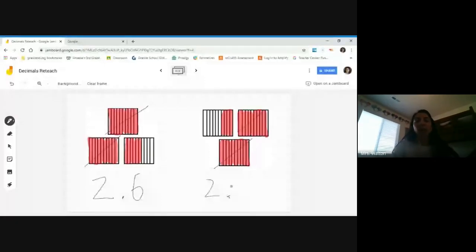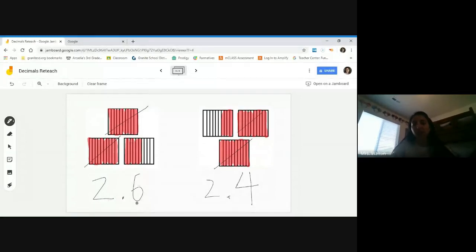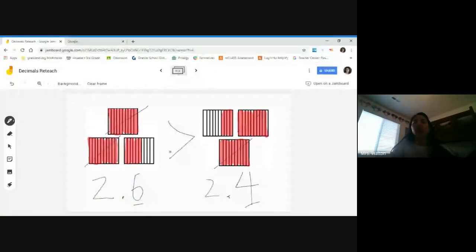So start at your left place value. In this case, it's our ones place. So we've got 2 wholes. So those are the exact same. So we move to the next place value. In this case, we've got a 6 and a 4. And we know that 6 is greater than 4. So therefore, 2 and 6/10 is greater than 2 and 4/10.